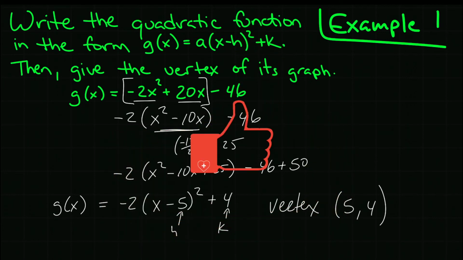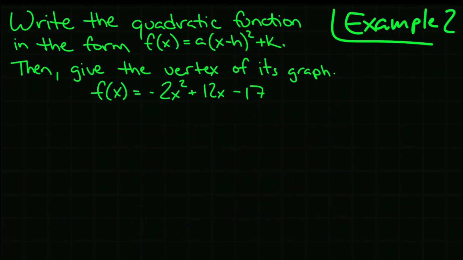And that's it. For example number 2, we're going to do something similar as well. We have f of x is equal to negative 2x squared plus 12x minus 17. Again, we look at the relationship between the first two terms. We see that their coefficient is negative 2 over here and a positive 12. If I remove the negative 2, that's going to be negative 2 parentheses x squared minus 6x, minus 17.